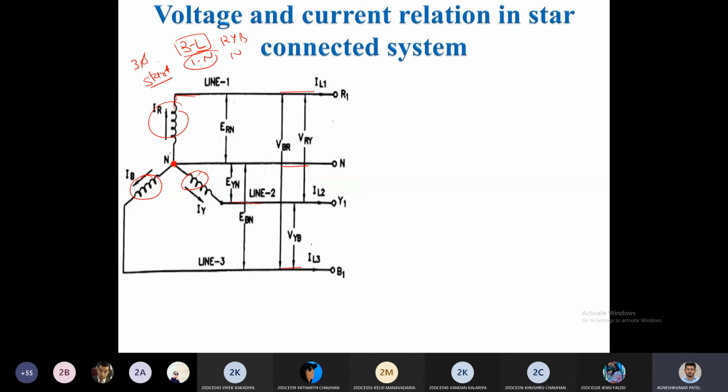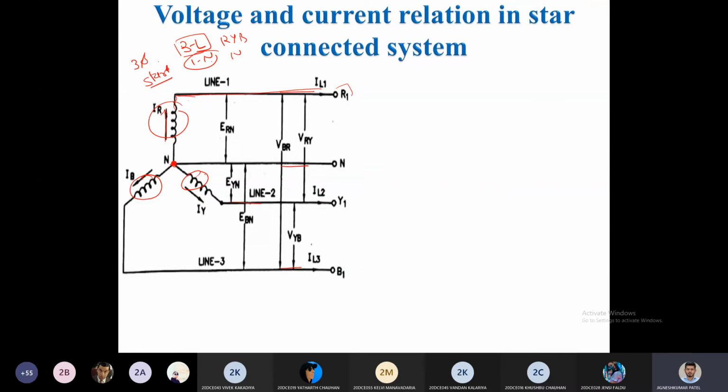So how is the line connected? See, this is my first coil. The first coil is connected between neutral and line 1, and I can say the terminal is the R1 terminal. So the current flowing through this coil would be IR. Then the second coil is connected in the Y phase. This is the generator side, that's why you see the current flowing from neutral to line.